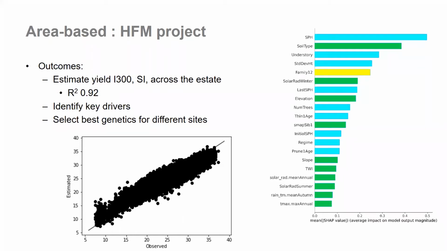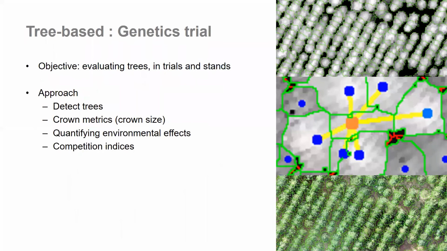So the machine learning ranks the features, and we can see in the top 5, the features have been color-coded: yellow for genetics, green for environment, and blue for management. So in the top 5, we see that we have examples of all 3. And currently, this helps us understand what are the key drivers of the model and for this estate. And at the moment, we're working on using that model to help select the best genetics for different sites at that estate.